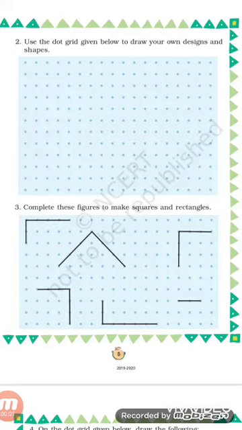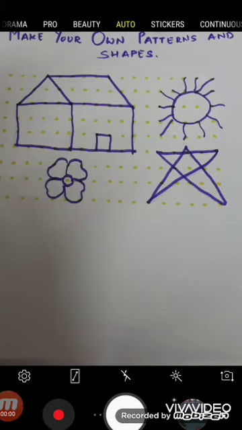Here the dot grid is given to you. Now in the first one you have to draw your own designs and shapes. So I will show you how to draw my own patterns and shapes. On the dot grid I have made the house, then I have made the sun, star, flower. Like this you can make your own shapes and patterns on the dot grid.